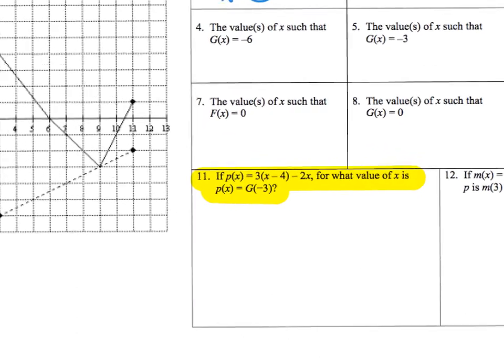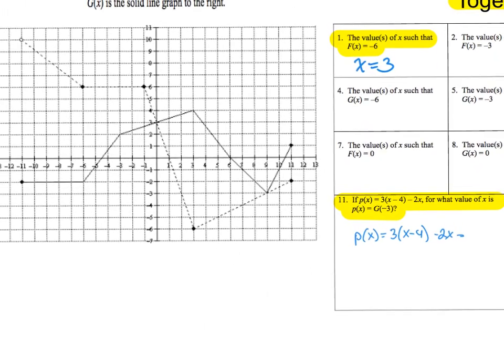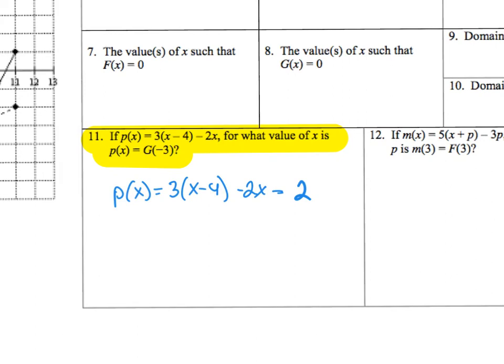So now what I would like to know is where p of x, which is equal to 3 times x minus 4 minus 2x, is equal to... oh no, I don't remember what it was. Let's see. G of negative 3, solid line, 2. So I want to know where that's 2. Now, we're just going to solve that like any other equation. We'll distribute the 3. We'll combine like terms and add 12 to both sides.